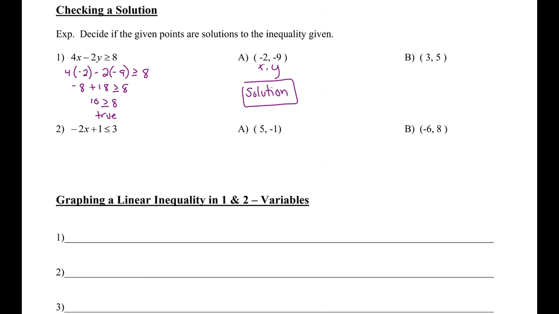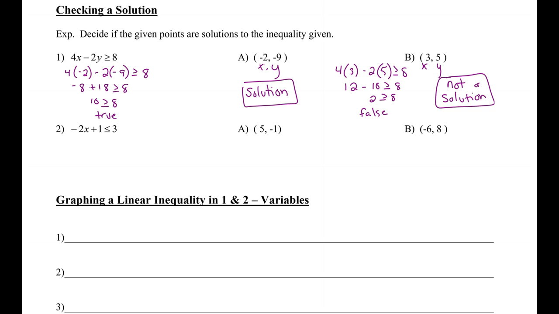If I do the same thing, but this time I'm going to plug in 3 for x and 5 for y, I end up with 4 times 3 minus 2 times 5 is greater than or equal to 8. So we get 12 minus 10 is greater than or equal to 8, or 2 is greater than or equal to 8, which is a false statement. So I can say that this point is not a solution.